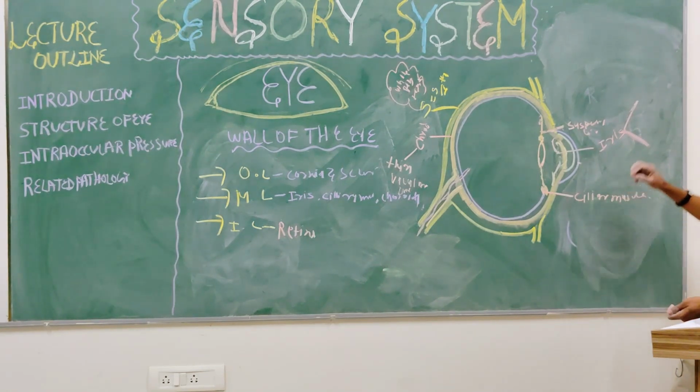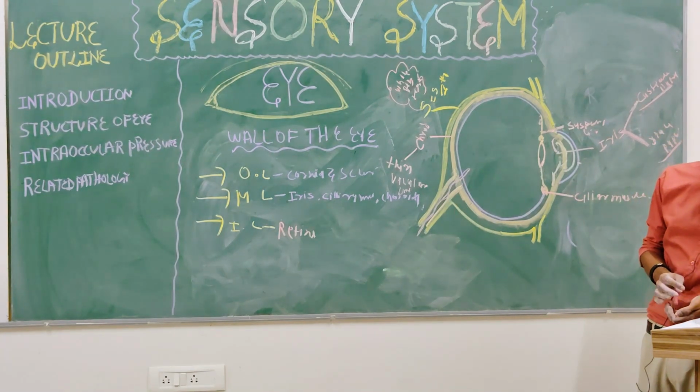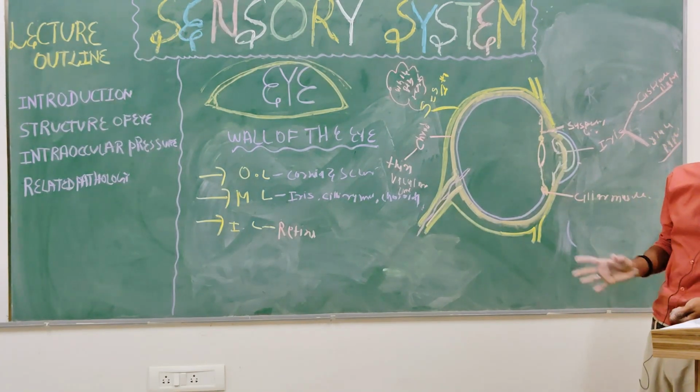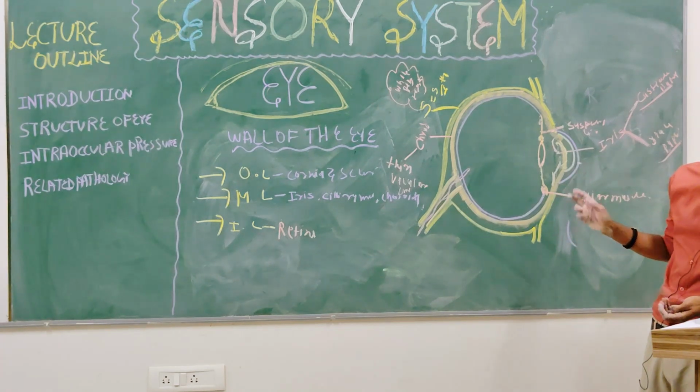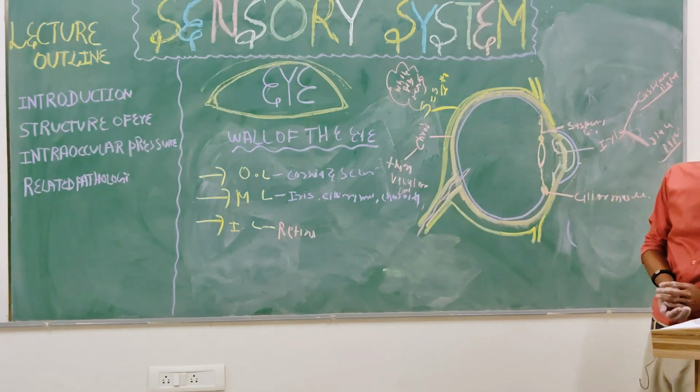The constricted pupillae and dilated pupillae. These are supplied by the autonomic nerve, and they help in the constriction and dilation of the pupillae when light falls into the pupils.